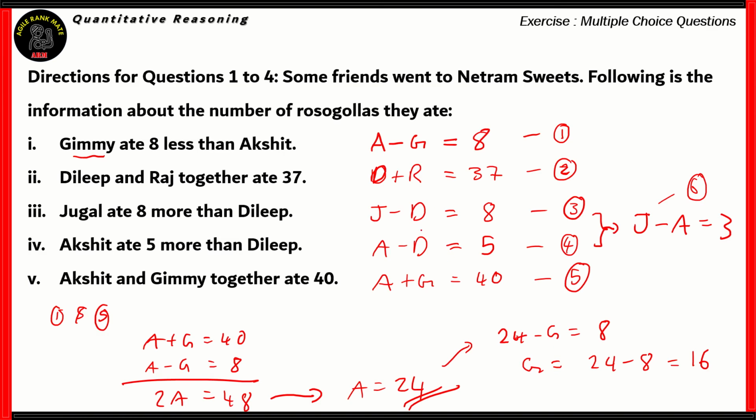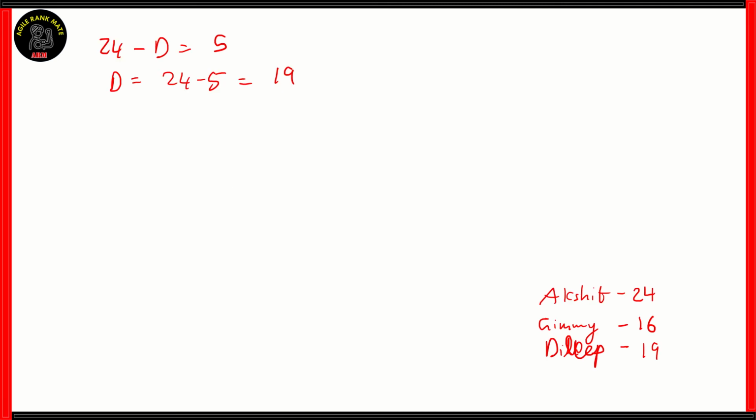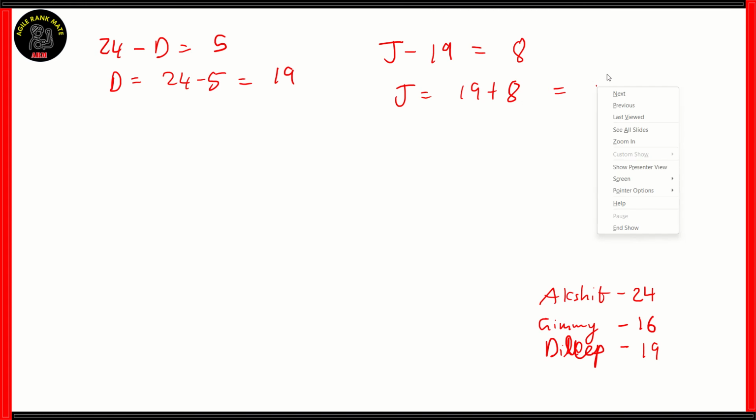So now that we know Dilip's value, let's look at how many rasgullas Jugal ate. So J minus 19 is equal to 8. So J equals 19 plus 8, which is equal to, if my memory serves correctly, 27. So therefore, the number of rasgullas that Jugal ate is 27.